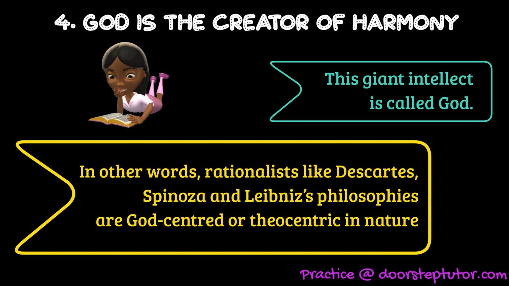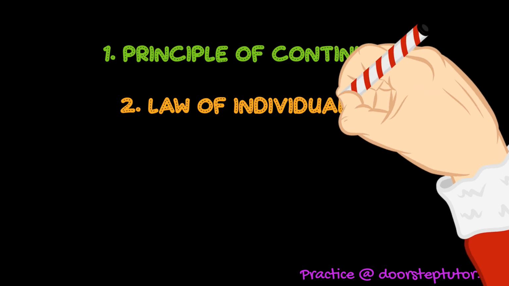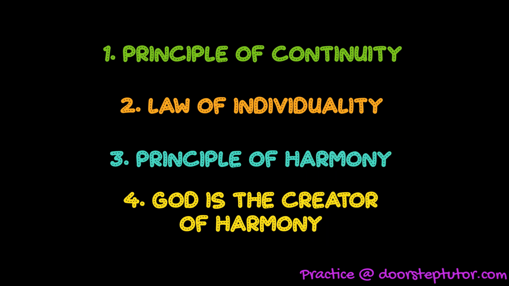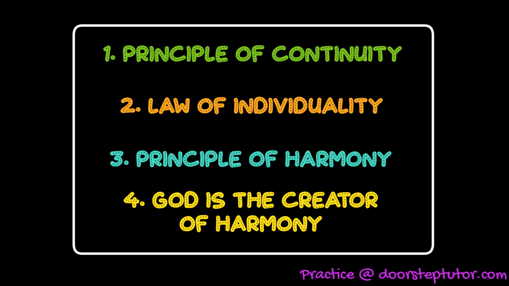The reason why we say that Leibniz's philosophy is theocentric in nature is because Leibniz is most noted for his optimism, that is, the conclusion that he draws from his philosophy that the universe is the best possible one that could have been created by God himself. So to conclude, the principles of Leibniz's philosophy are the law of continuity, the law of individuality, the principle of harmony, and God being the creator of that harmony. Please note that harmony can also be called pre-established harmony. The reason why we say it is pre-established is because it has been established by God. God is that one big giant intellect who has brought this harmony in the world.